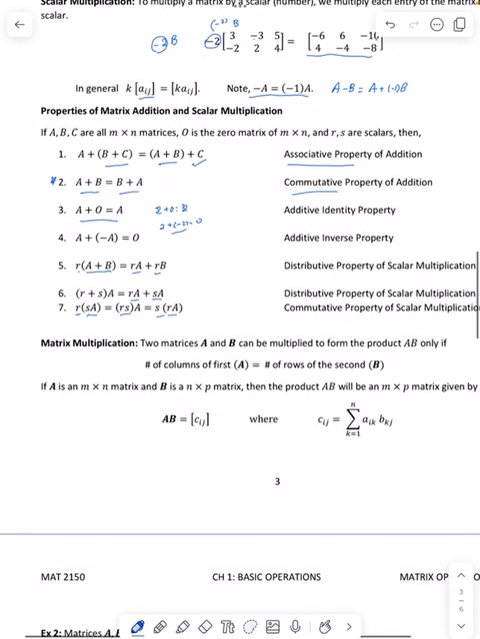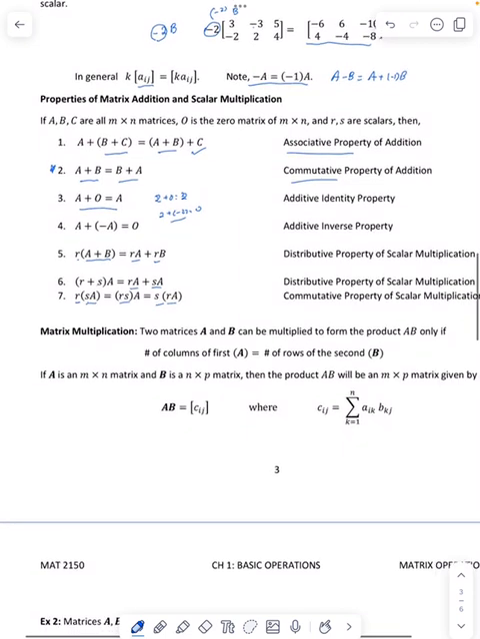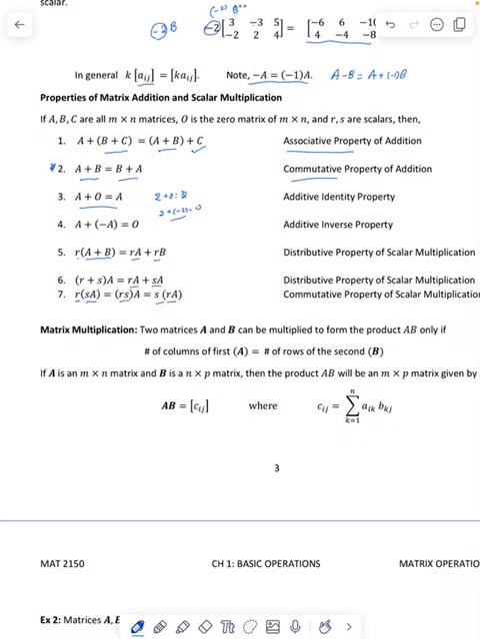What about matrix multiplication? This is a little bit different from what we just saw with addition. The first thing is we cannot multiply any matrix with any other matrix. There have to be some conditions or restrictions that have to be observed. So the two matrices A and B can be multiplied to form a product AB only if the number of columns of the first, which is the matrix written on the left, matches the rows of the second, which will be the matrix on the right.